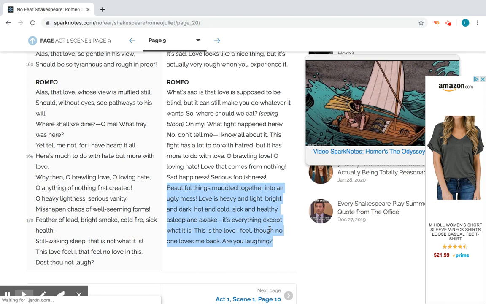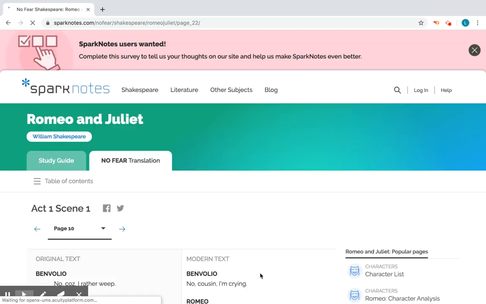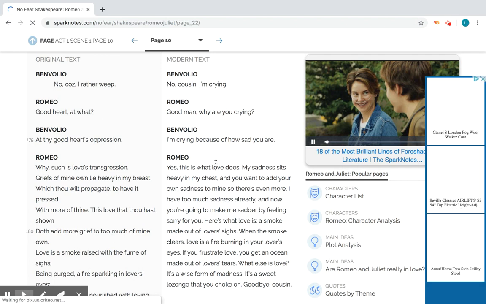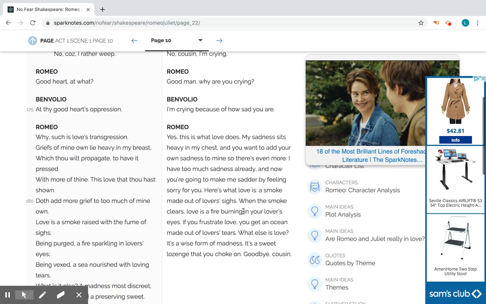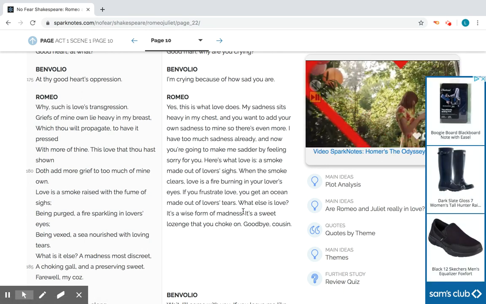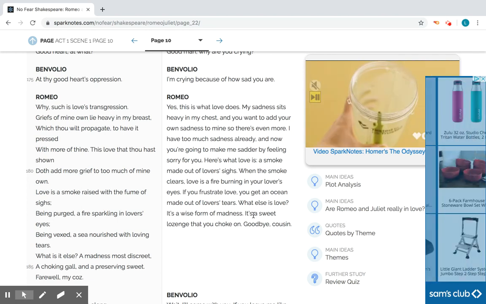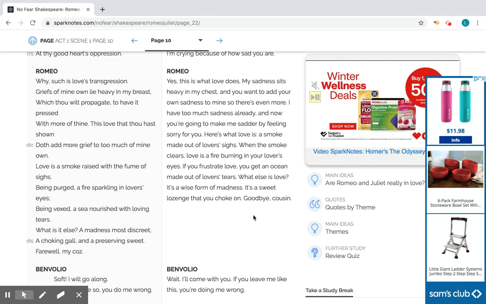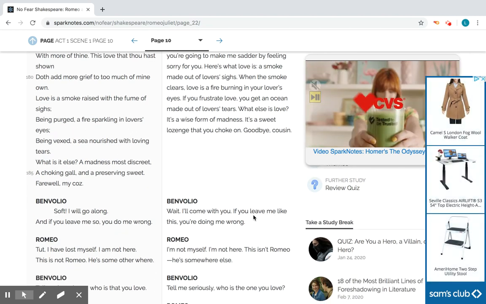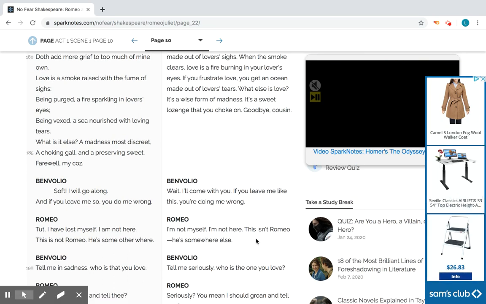Dost thou not laugh? No, coz, I rather weep. Good heart, at what? At thy good heart's oppression. Why, such is love's transgression. Griefs of mine own lie heavy in my breast, which thou wilt propagate to have it pressed with more of thine. This love that thou hast shown doth add more grief to too much of mine own. Love is a smoke raised with the fume of sighs, being purged a fire sparkling in lovers' eyes, being vexed a sea nourished with lovers' tears. What is it else? A madness most discreet, a choking gall, and a preserving sweet. Farewell, my coz. Soft, I will go along. And if you leave me so, you do me wrong.